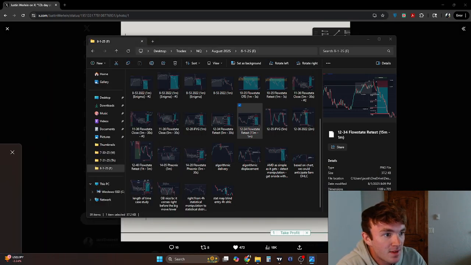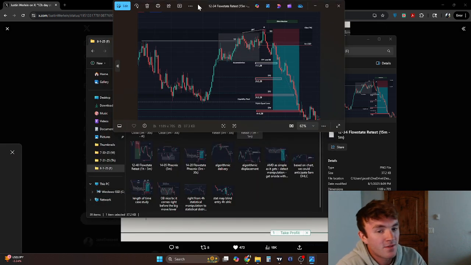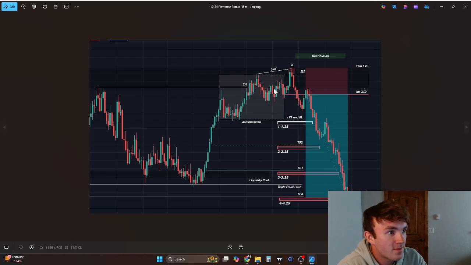I guess maybe that one's not the best example. That one was a 5-minute 30-second model. This is a 15-minute fair value gap, 1-minute change in state of delivery. This one's a little bit more clean.